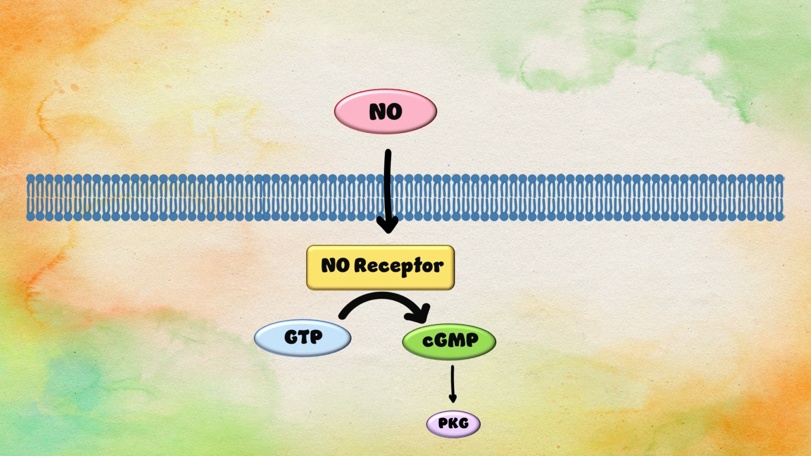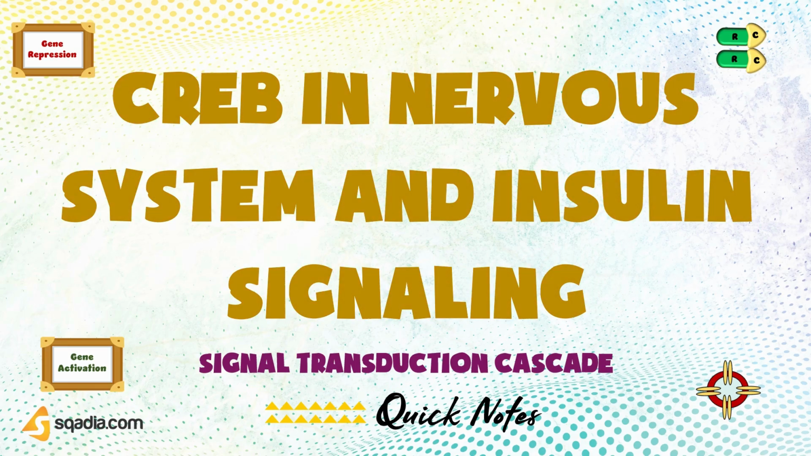No G protein is required. Now let's discuss the examples. Examples are atrial natriuretic factor receptor on the cell membrane. Nitric oxide diffuses across the cell membrane and binds a soluble receptor. This was all. In our next video, we will talk about the examples of signal transduction cascade.